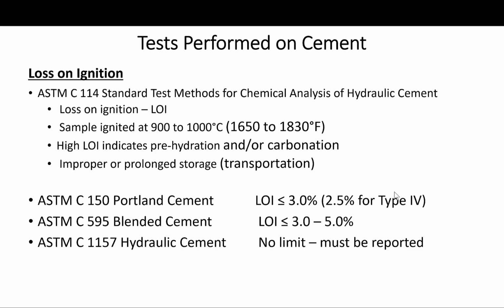So this value is actually very important, and I would recommend you look for it on your mill test report. The ASTM C150 specifies a value of LOI to be less than 3%, 2.5% for type 4. For the blended cement, ASTM C595 specifies a value of less than 3 to 5%. For the hydraulic cement, ASTM C1157, there is no limit, but it must be reported.